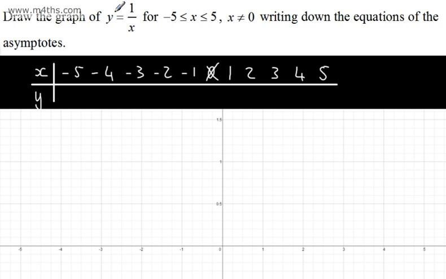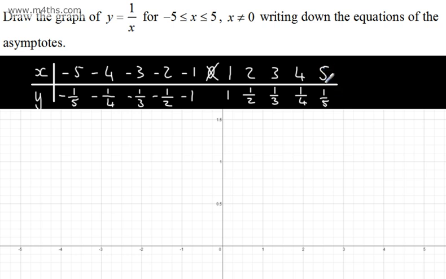Now, if we look at this, we've got 1 over negative 5, which is going to give us negative 1/5, or if you like, negative 0.2. This one is going to give us negative 1 over 4. We're simply substituting in these values. This is going to give us negative 1 over 3, negative 1 over 2, or if you like, negative half. This is going to give us negative 1. If we look at the other side, we're going to get exactly the same values, but we're going to end up with the positives. So we're going to have 1, 1/2, 1/3, 1/4, and 1/5.